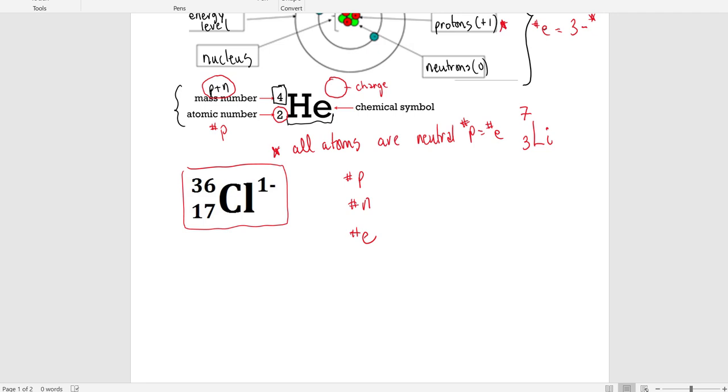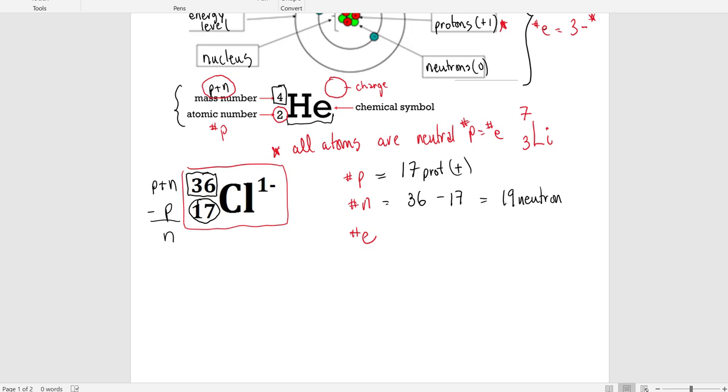Okay, so let's look at this. If I start with the number of protons, that's the atomic number, which has to be the bottom left. So therefore, this thing has 17 protons, right? Or 17 positives. The number of neutrons, well, we can't get it directly, but we know this mass number is protons plus neutrons. So if we just subtract the number of protons, we will get the number of neutrons. So if we take 36 and subtract from it 17, that's going to leave us with 19 neutrons, right?